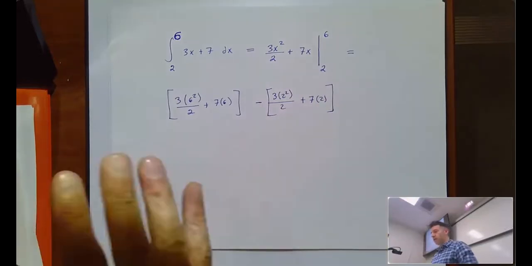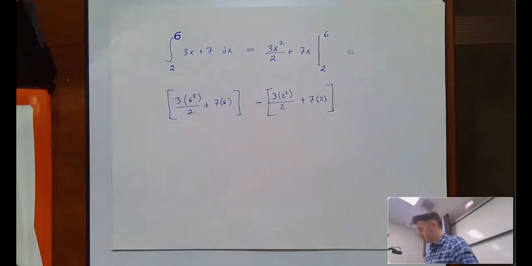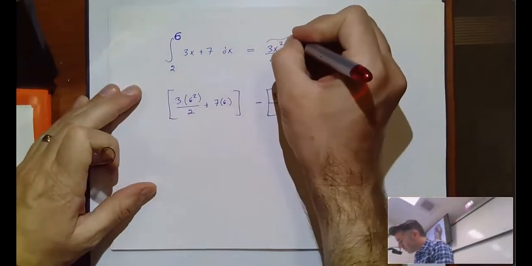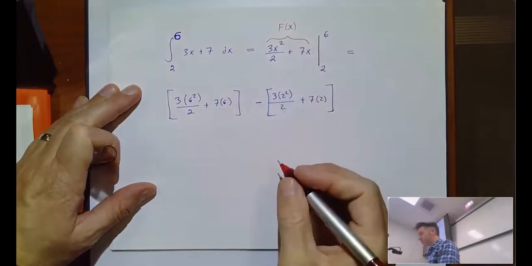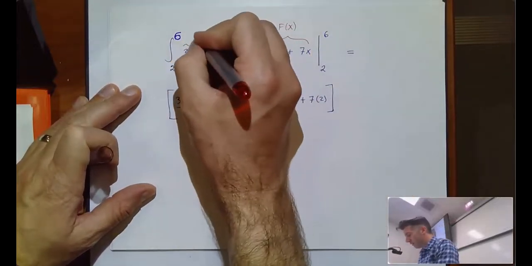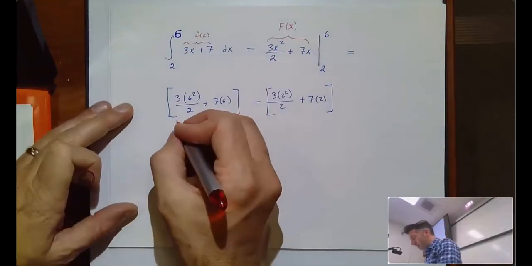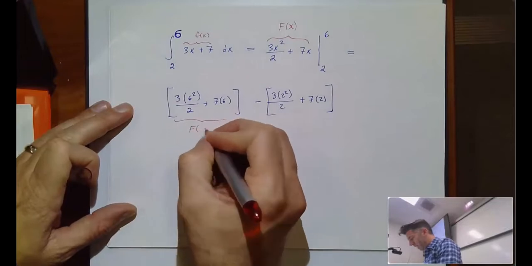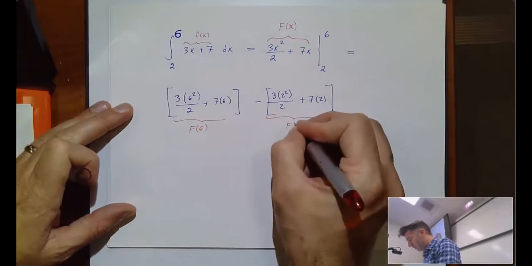So I just want to point out that this right here, this is my capital F of x. It's my antiderivative of little f of x. And this right here is my capital F evaluated at b, and this is my capital F evaluated at a.